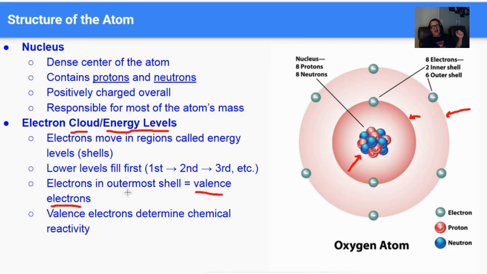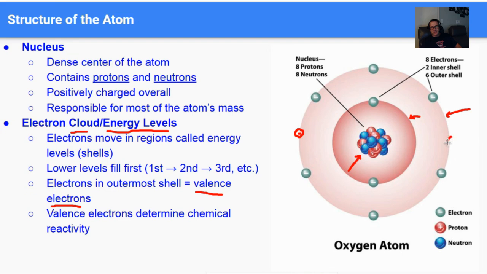So the electrons in the outermost shell, in this case, oxygen has 6 of them. Those are its valence electrons. And those are the electrons that are going to be used in chemical bonding. So it's those electrons that, when it meets up with hydrogen, 2 hydrogens, the oxygen and the 2 hydrogens share electrons so that they can both fill their outermost shell.